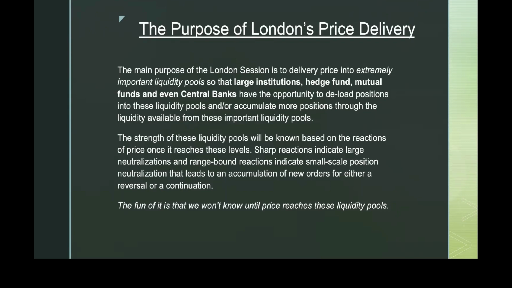Okay, and range bound reactions indicate small scale position neutralization that leads to an accumulation of new orders for either a reversal or a continuation. So what does that actually mean? Whenever price comes to these important liquidity pools and we get a sharp reaction, it means that the level of volume of orders coming down or up into that level have been almost completely neutralized.